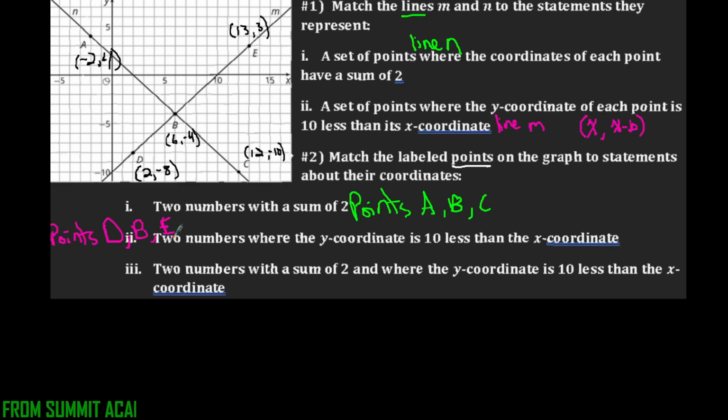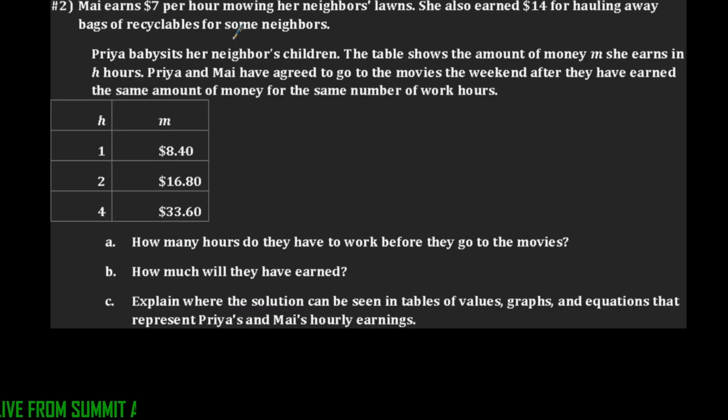And then for the third part, I need two numbers with a sum of 2 and where the y-coordinate is 10 less than the x-coordinate. So where do those two lines intersect? Well, that's only at the one point B. So we're going to say at point B is where they intersect, right in the center. Notice how it has the conditions for both line N and line M. It satisfies both conditions. So since it works out for both, that's where we have that point.